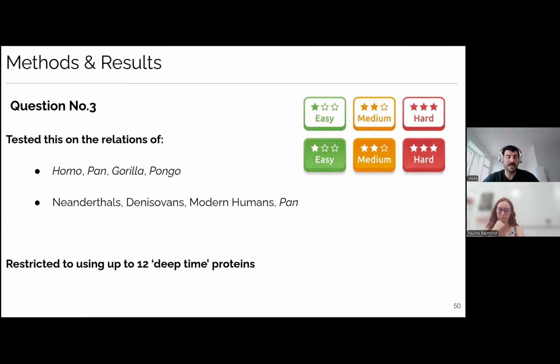And then we also had this additional data set of Neanderthals, Denisovans, modern humans, and then using chimpanzees as the outgroup, which I would classify as a very hard data set because these are very recently diverged groups. A lot of people don't accept them as being different species. We just call them different populations of the same species. And also we know that they have admixed a lot in recent times. And initially we restricted ourselves to using, again, these 12 deep time proteins.